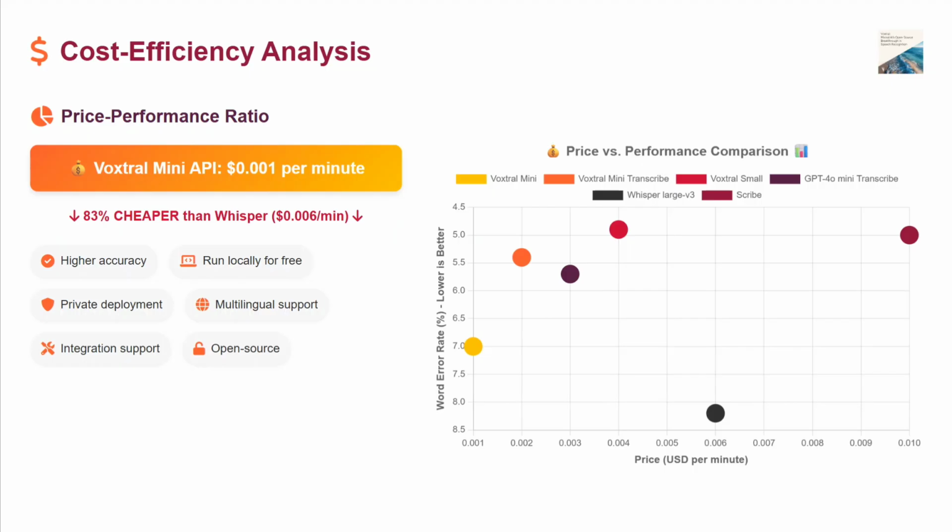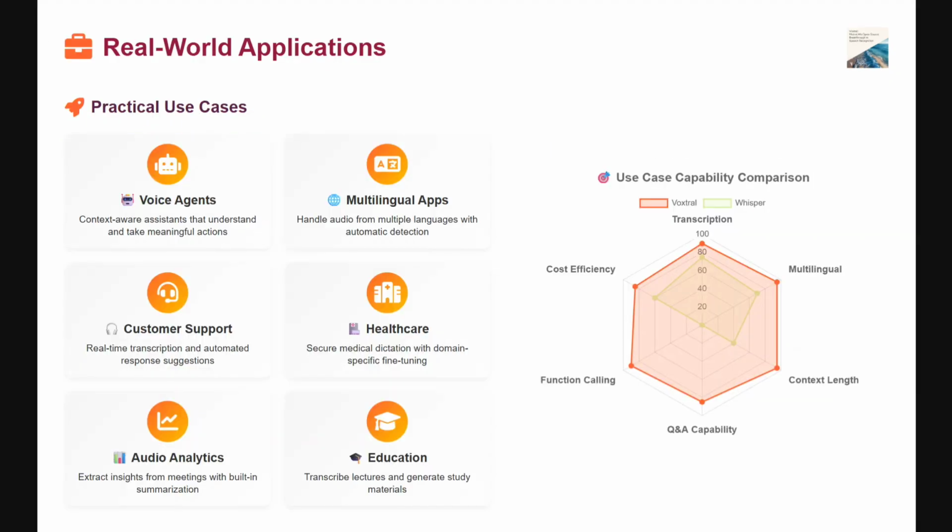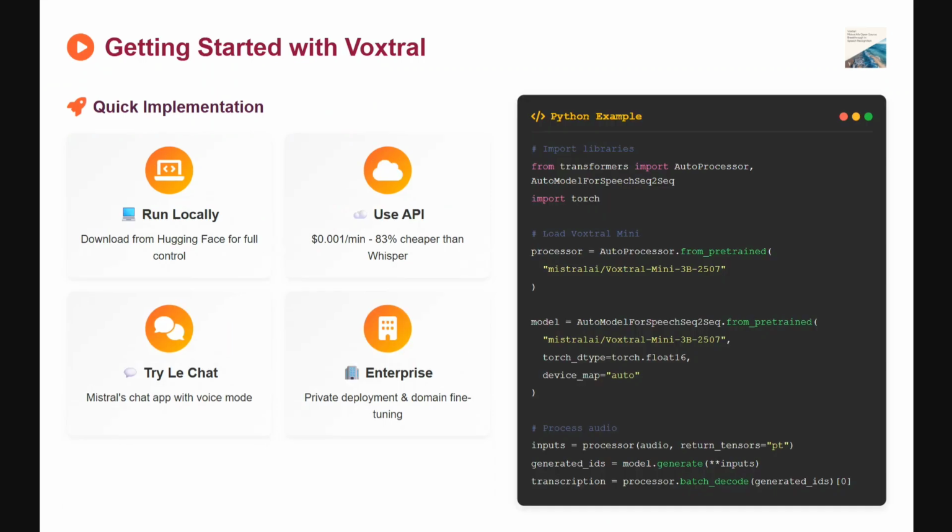Pricing, it is just amazing. Though the model is open source, if you want to even use the API, it's about 80% cheaper than Whisper's API. I think the days for Whisper are now over. The model is already highly accurate. Alongside, it is quite cheap also. Talking about real-world applications, I think there's no secret to it. Voice agents, multilingual apps, healthcare, customer support, everywhere it can be used.